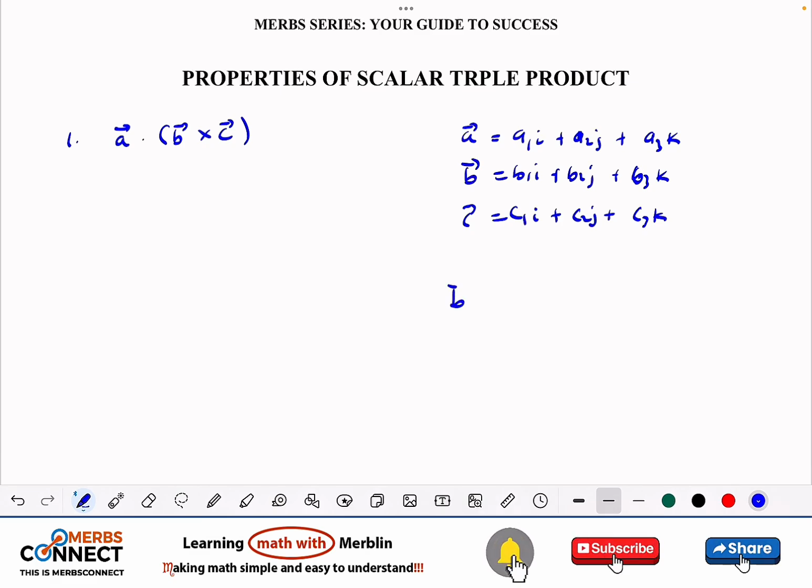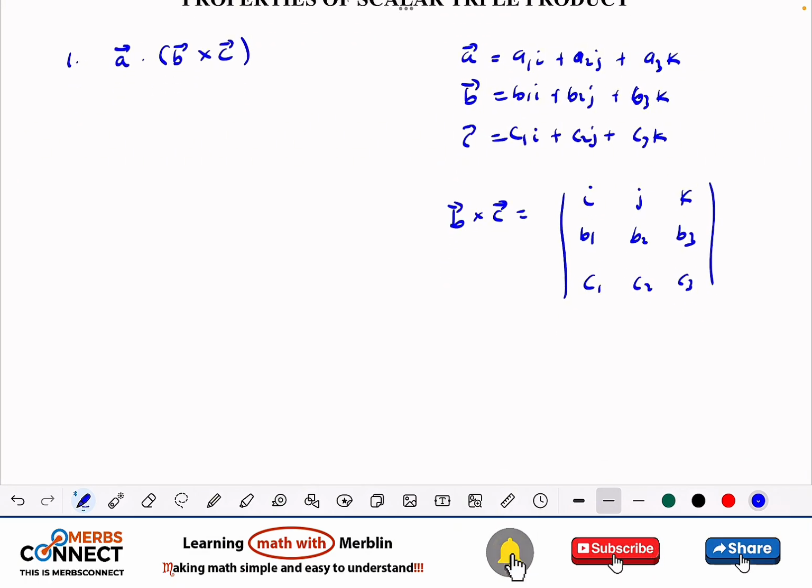As we said, B cross C is equal to the determinant with i, j, k, and then we put here B, the first component, so B1, B2, B3, then C1, C2, and C3 here. When we do this, we are going to get a vector. Let's assume we get something like D1 i plus D2 j plus D3 k.